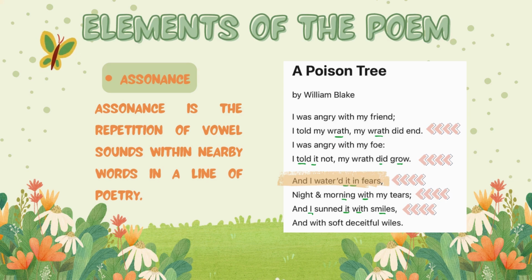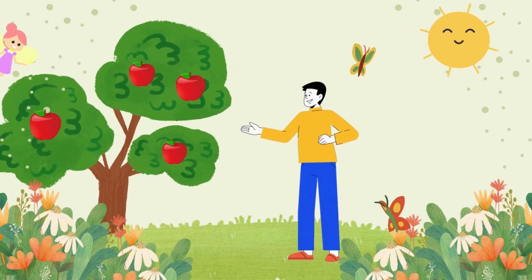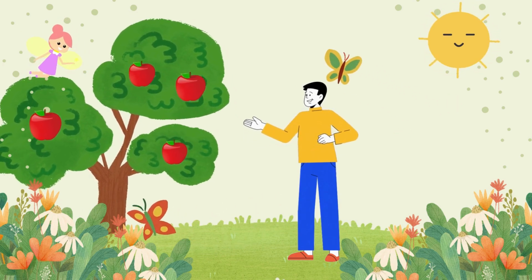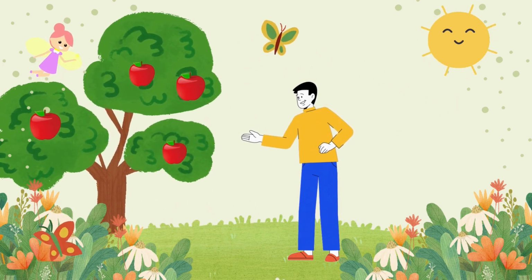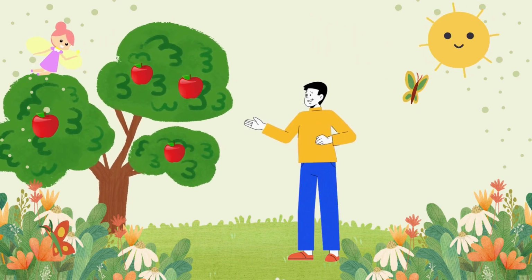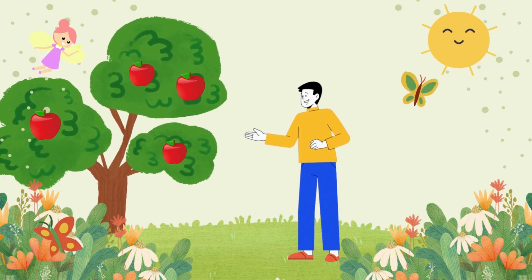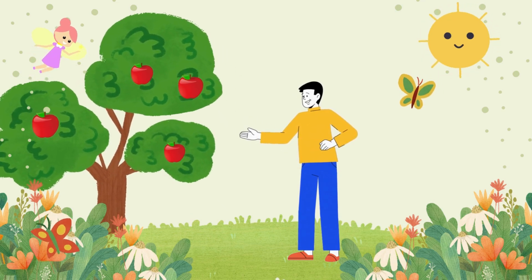And by using these elements, like rhyme, rhythm, alliteration, and assonance, Blake creates a poem that's not only meaningful but also has a musical quality. These techniques help bring the speaker's emotions to life, making "A Poison Tree" an unforgettable piece of poetry.